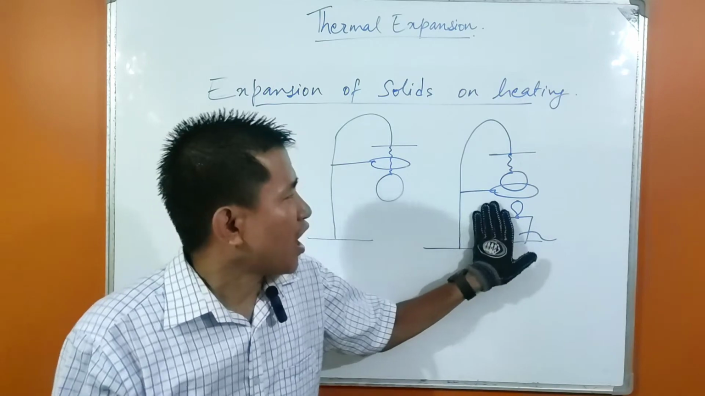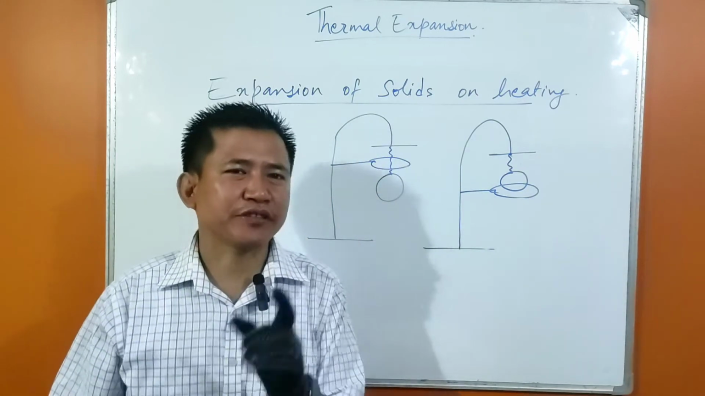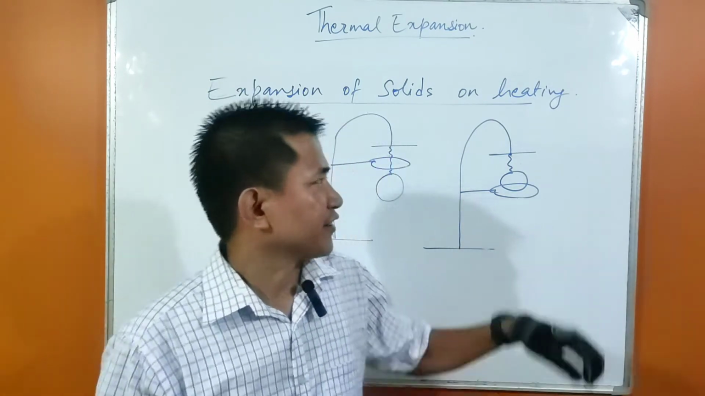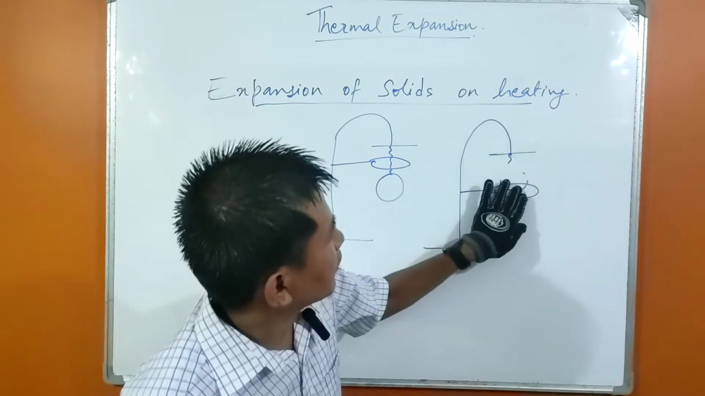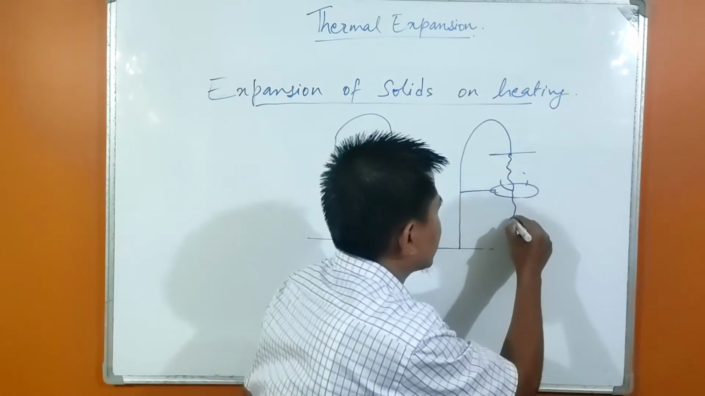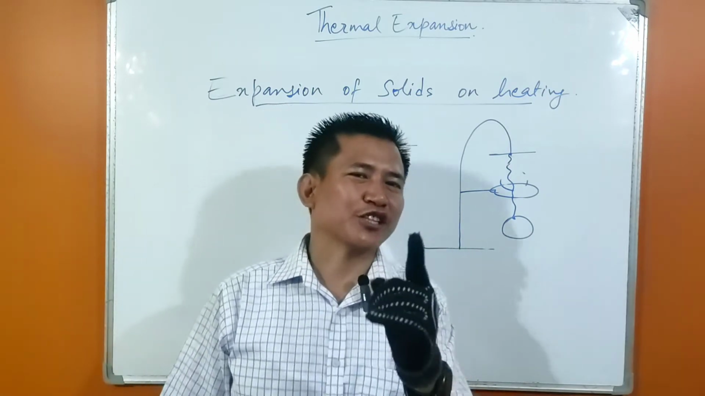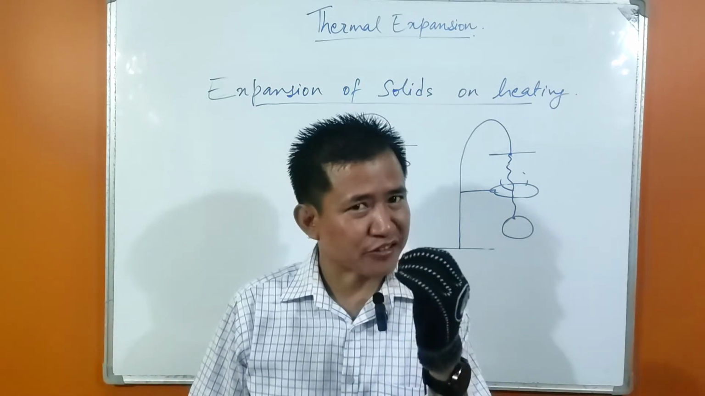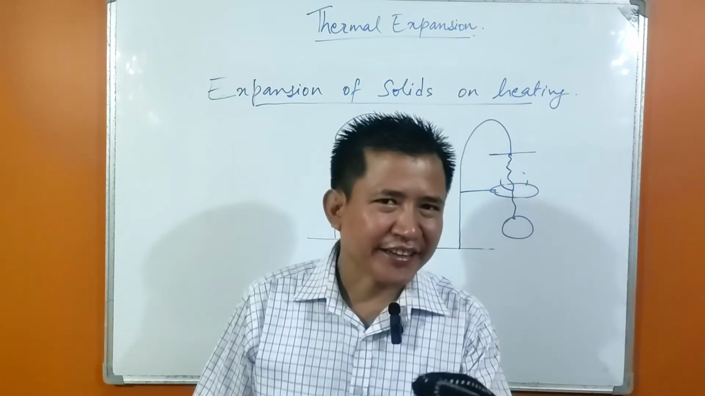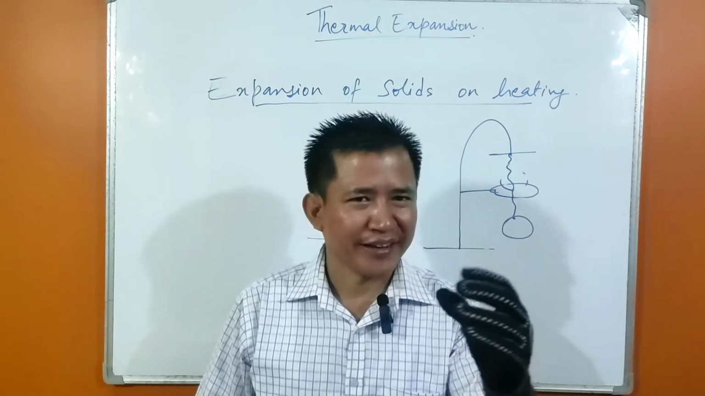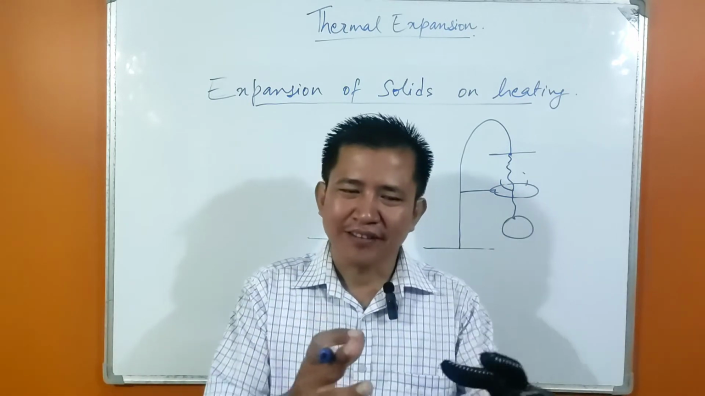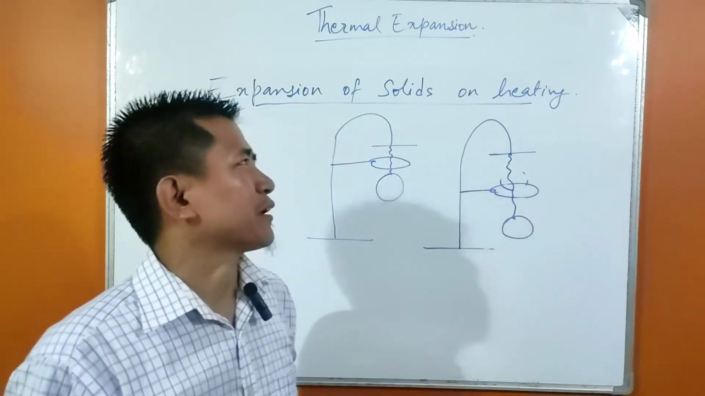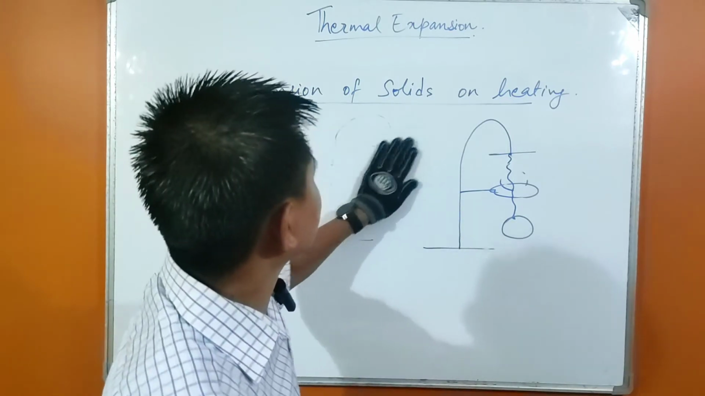Now, let us remove the heat and let the ball cool for some time. When the ball cools down, the ball will be able to pass through the ring again, okay? This experiment clearly proves that solids, especially metals, on heating expand and on cooling contract. When you heat metal, the metal expands, and when you cool metal, the metal contracts. This experiment shows that.